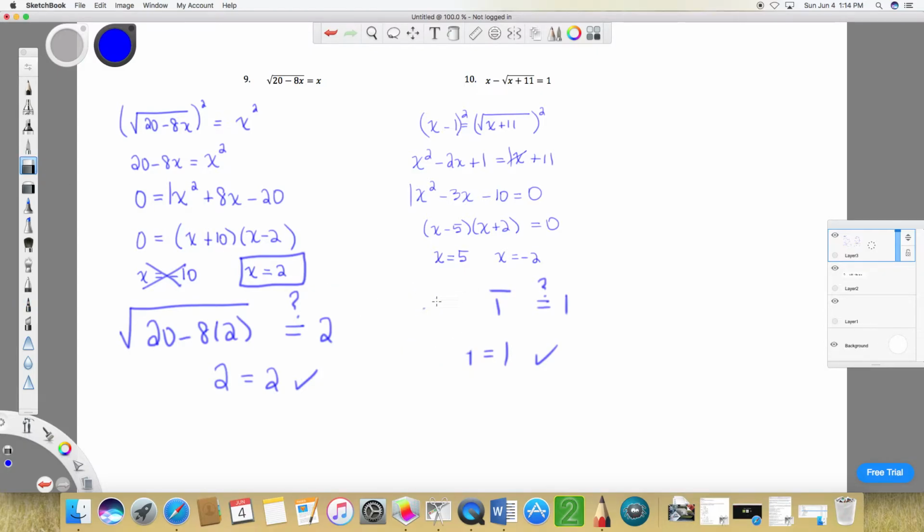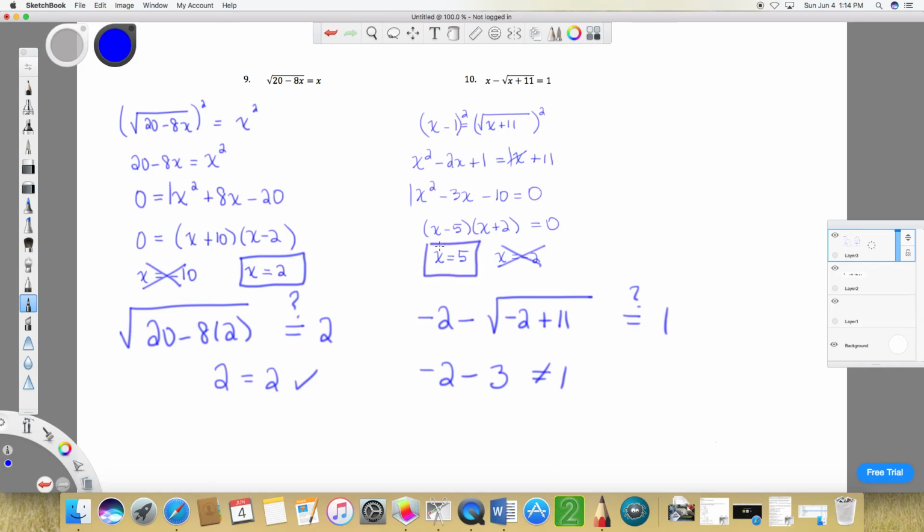What about the negative 2? If we replace x with negative 2, we've got negative 2 minus the square root of negative 2 plus 11. And the big question is, is that equal to 1? So we've got negative 2 minus, well, negative 2 plus 11 is 9, and the square root of 9 is 3, and negative 2 minus 3 is not equal to 1, so this is extraneous, and x equals 5 is our only solution.